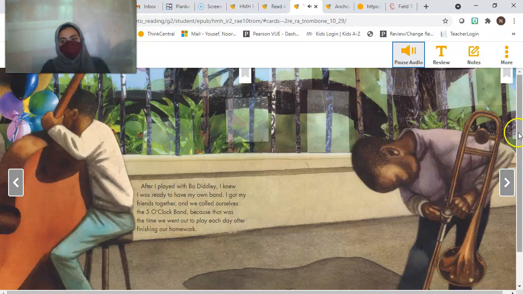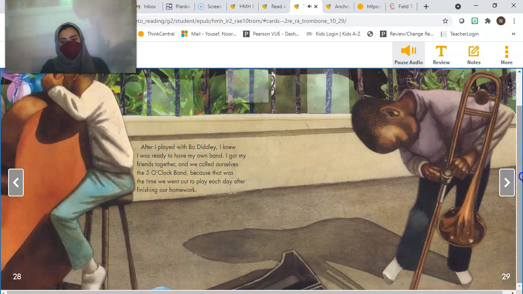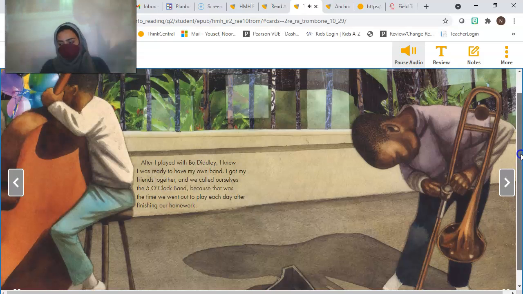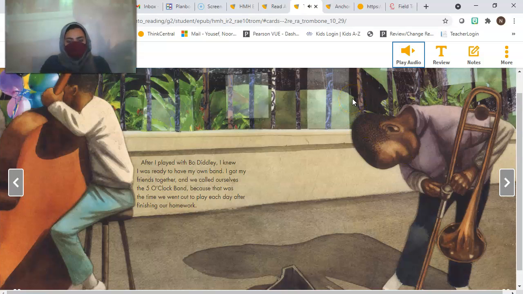After I played with Bo Diddley, I knew I was ready to have my own band. I got my friends together, and we called ourselves the 5 o'clock band because that was the time we went out to play each day after finishing our homework.